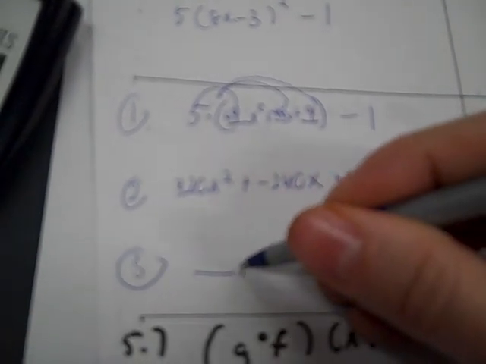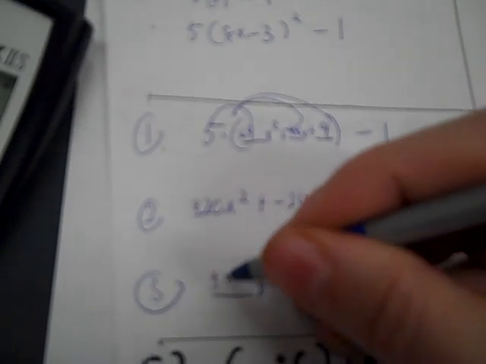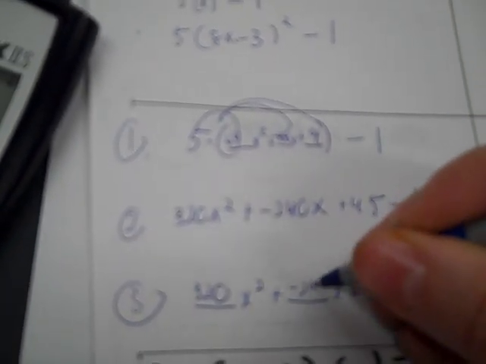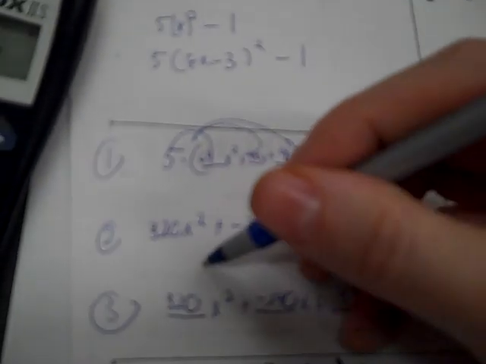Okay, now collect like terms. You always do step 3. 320, negative 240, and then 45 minus 1 is 44. Okay, and that's your answer.